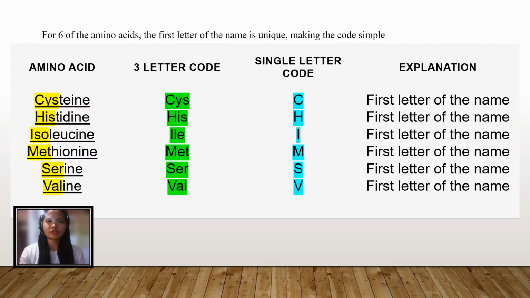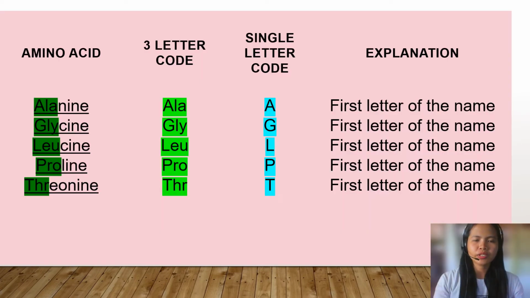Here, as you observe, the first letter of the name of the amino acid is used as the single letter code. And for the 3-letter code, the first 3 letters of the name of the amino acid are used. In the second table, as you observe, the first letter of the name of the amino acid is used as the single letter code, and for the 3-letter code, the first 3 letters of the name are used.